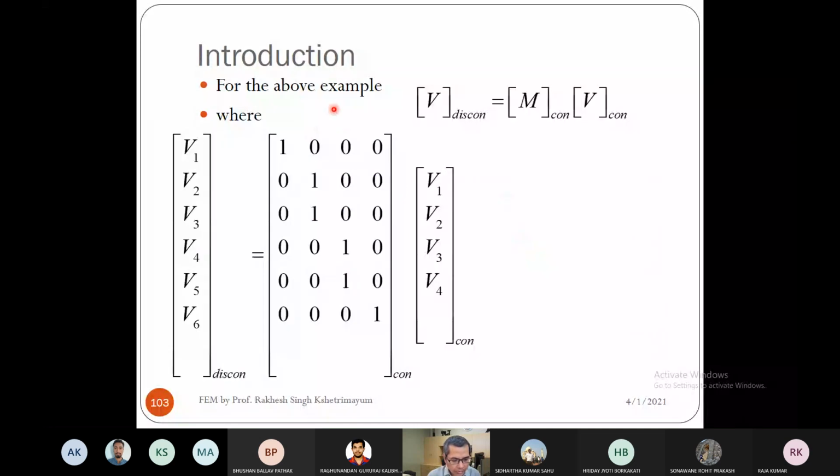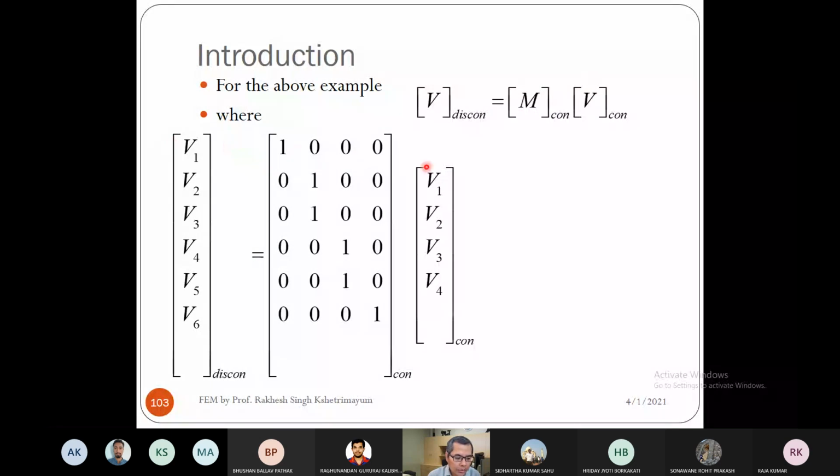We can write this in a matrix form. B disconnected will have B1, B2, B3, B4, B5, B6. B connected will have only B1, B2, B3, B4. What is the connection? What is the relation? This is given by this M matrix, the M connection matrix. That matrix would be C.